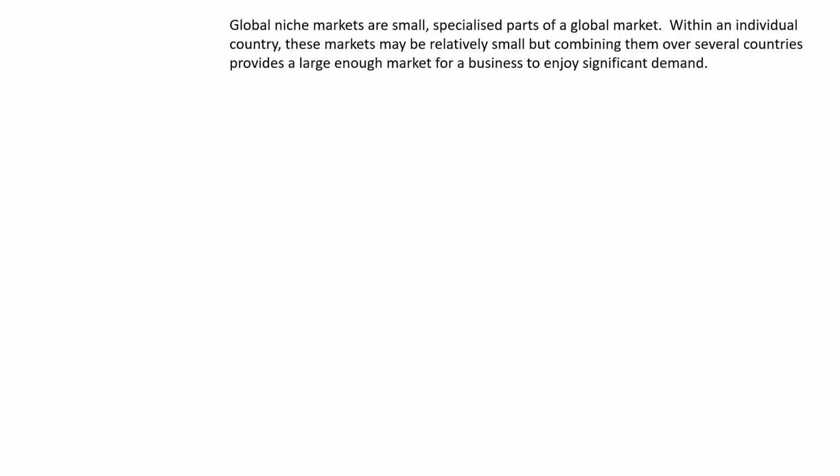Now, if we expand this, if we have a niche in a domestic market, there's no reason to assume that this niche might not exist in international markets as well, at which point we have a global niche. So a global niche market, these are specialized small parts of a global market. So within an individual country, they might be quite small, but we combine them all together and actually we can provide a large enough market or an aggregate across the different countries for a business to enjoy significant demand.